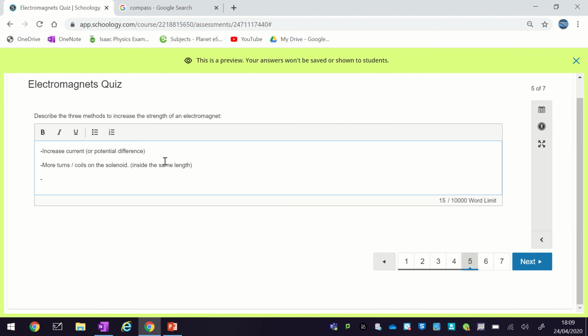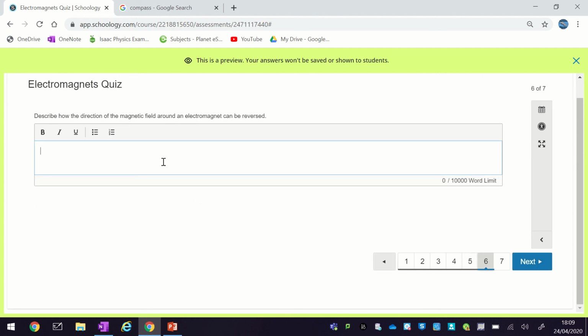And then a final one, insert soft magnetic material into the coil, e.g. iron. So iron is an example of that. It's the one that's typically used, but that's the three ways we can make our electromagnet stronger.